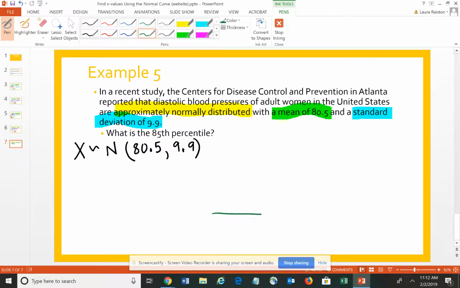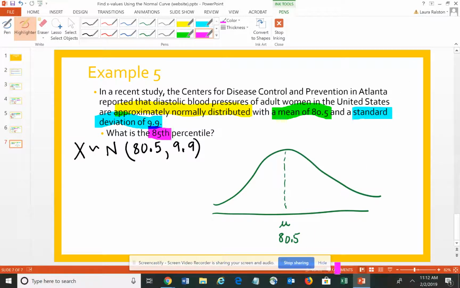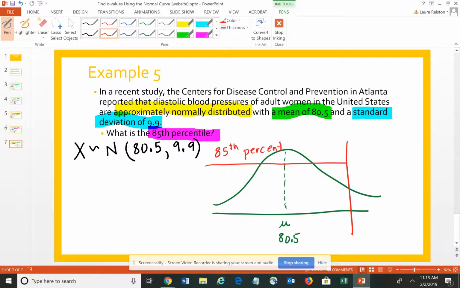So I would have my horizontal axis, bell-shaped distribution. The mean is in the middle, which is 80.5. Remember, the mean divides at 50-50. We're trying to find the 85th percentile, remembering that percentile means the percentage below. So from the beginning to the mean is 50%, so 85% is going to be somewhere over here. And by definition, that's below. So this would be the 85th percentile, which, writing 85 as a decimal, would be 0.85. So we're looking for this cutoff score.